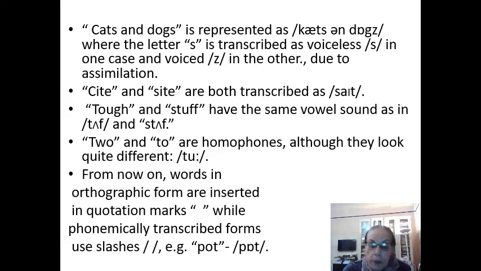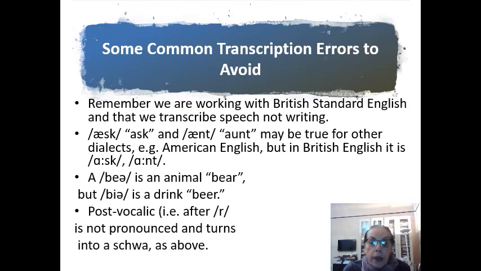Okay, now some common transcription errors to avoid. Remember, from my experience with the students, I've noticed that, for example, ask and aunt عندهم زي ask and aunt, لكن دول two different dialects. احنا ما بناخدش ask و aunt, these are American. احنا بناخد ask و aunt اهم دول British. Bear is an animal, but beer is a drink. فلازم يبقى فيه الديفثونج المظبوط.